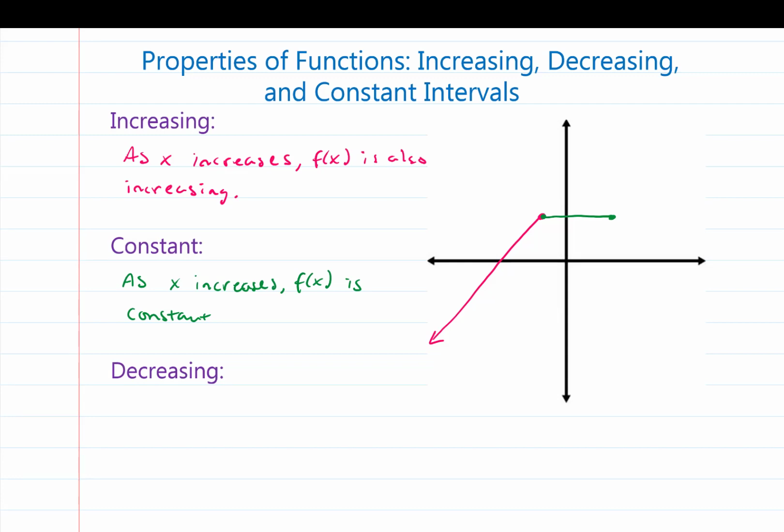Now let's look at decreasing intervals of our function, and we can define it as saying as x increases, f of x, or our output, decreases. So again, as we read the graph from left to right, what we see is that the output or y-coordinate is going to be decreasing as x increases. So that would be a section of the graph that would be considered decreasing.